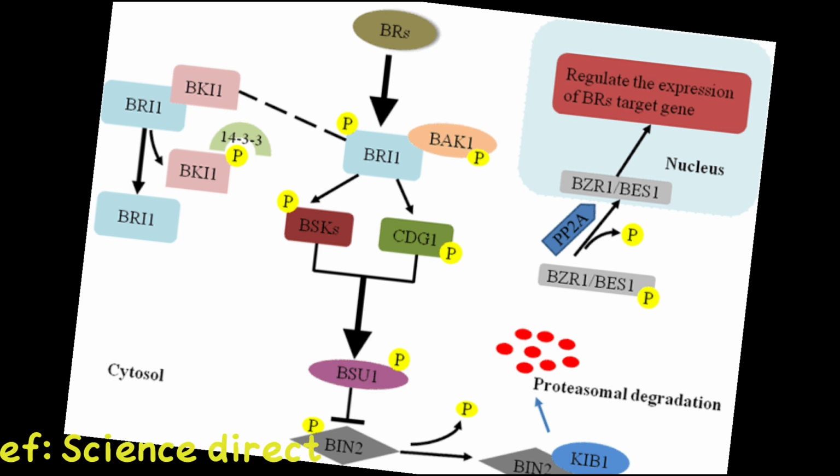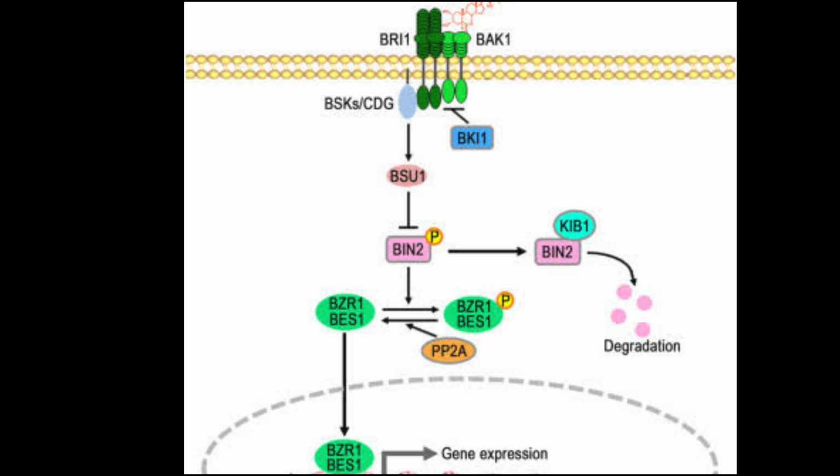The summary of this pathway: without BR, BIN2 is active and phosphorylated, and keeps BZR1 and BES1 inactivated in the cytoplasm. With BR, that is with brassinosteroid, the brassinosteroid inactivates BIN2, allowing BZR1 and BES1 to move into the nucleus and activate target genes.